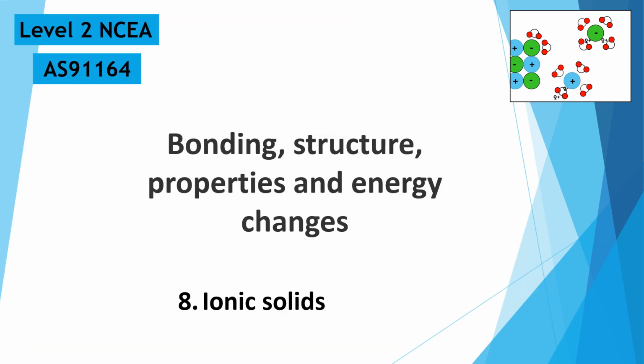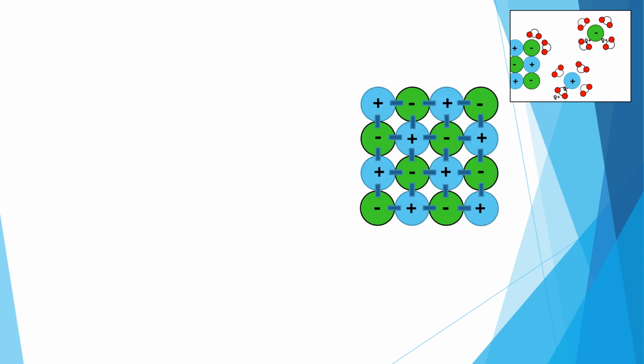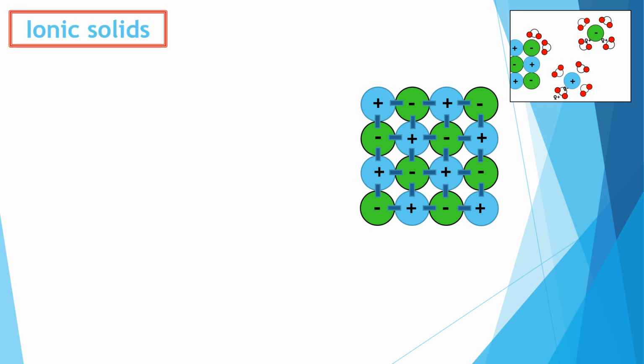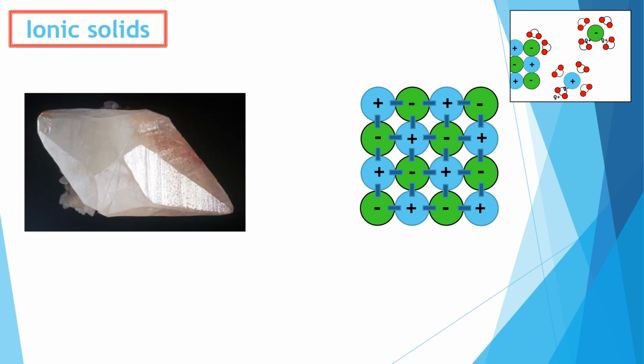So the last type of solid we're going to look at are ionic solids, and ionic solids have their own distinct properties and structure. So we often recognize ionic solids in the wider world. When they're solids, they'll look like crystals. Now, sometimes they're small crystals and sometimes they're larger crystals.